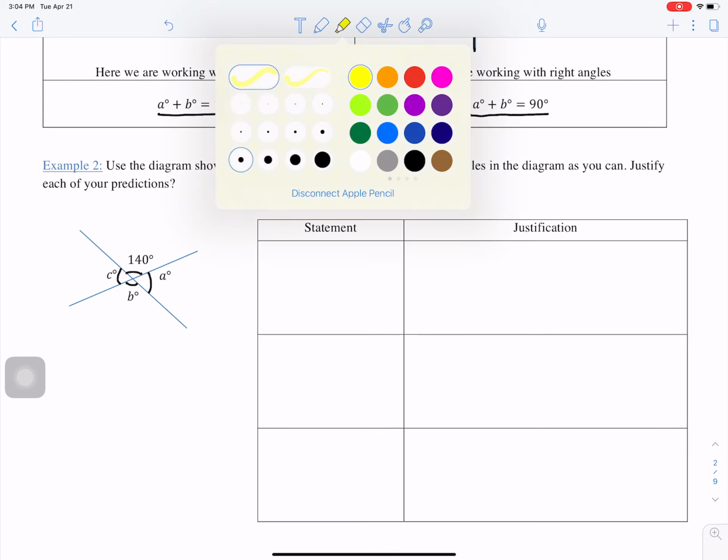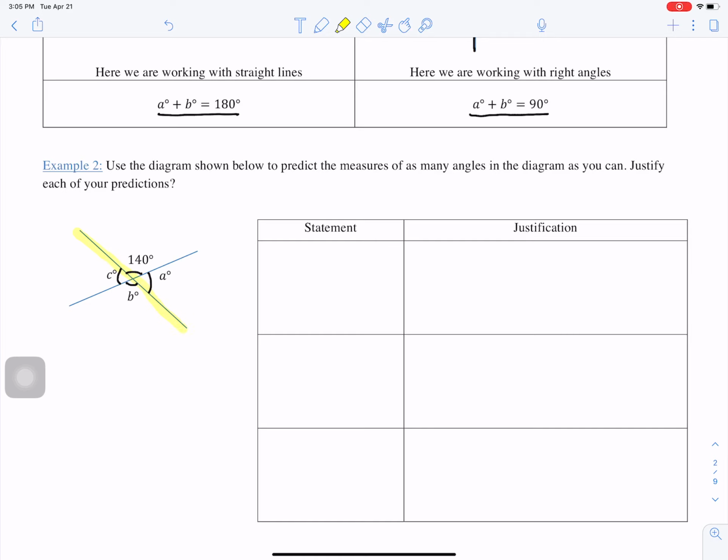Now, what do I know here? I know that the one diagonal is a line, and so I know that there's something called the 180 rule. That line is being broken apart by two angles, the 140 and the A. So what I'm going to do is I'm going to say that A equals 40 degrees, and I know that because I know that A degrees plus 140 degrees has to equal 180 degrees. And the reason for that is the straight line rule. So you can justify it with straight line rule.